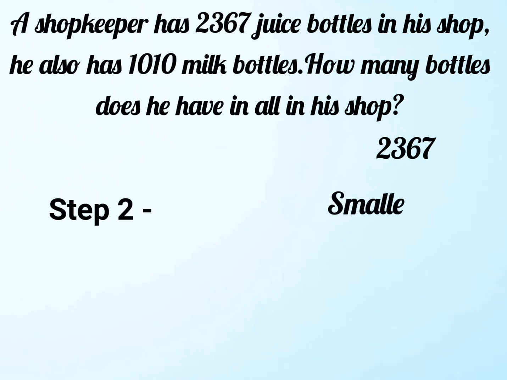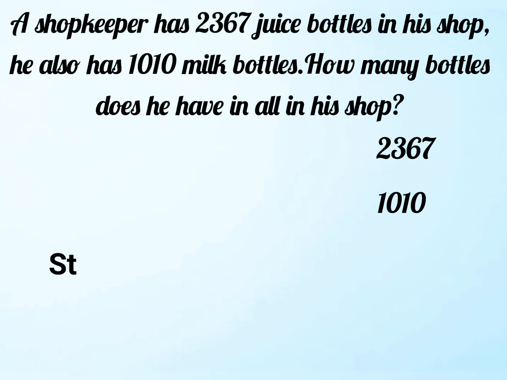Next is step 2, smaller number. Now look for the smaller value given in the sum and put it right under the bigger value. In this case, it is 1010. So we write 1010 right under 2367.